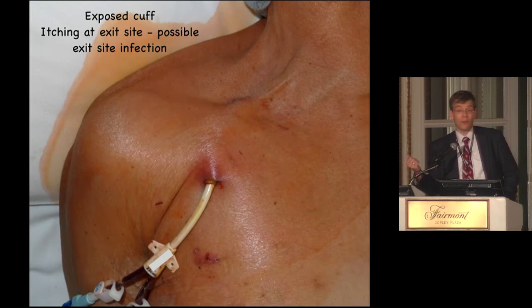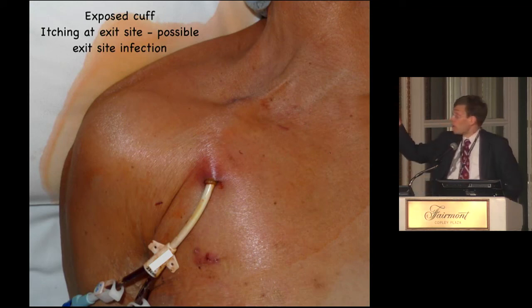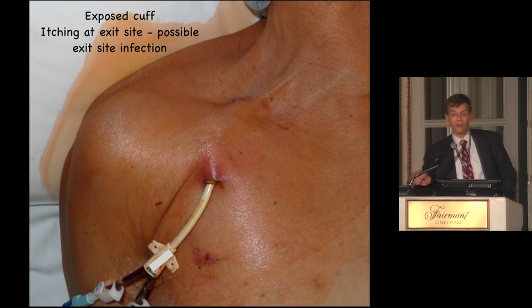Once the cuff is all the way out, you probably cannot get away with exchanging it through the same tunnel. In this case, because the exit side looks relatively red and you have the beginning of an infection, instead of exchanging the catheter through this exact tunnel, you can get the catheter out by a small incision over the clavicle and then retunnel it, either more lateral or more medial, so that you get a new exit site away from this exit site, while you do not give up on the vein entry site.